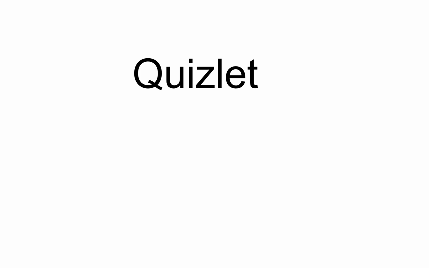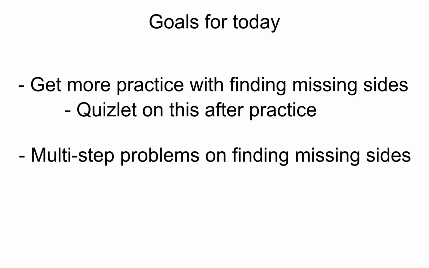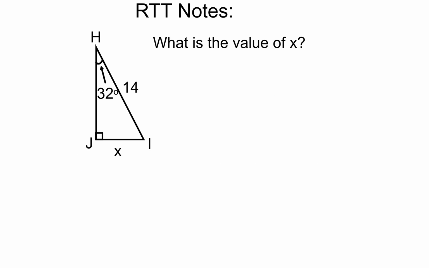So let's take a look now at our goals for today. So yesterday we started on finding missing sides in right triangles. So today we're going to continue that practice of finding missing sides. And then after we do that, get some practice, probably about 5 or 6 problems. We're going to take a quick Quizlet on finding those missing sides. And then after that Quizlet we're going to step up our game a little bit, and we're going to try some multi-step problems on finding missing sides. Let's go ahead and get started.